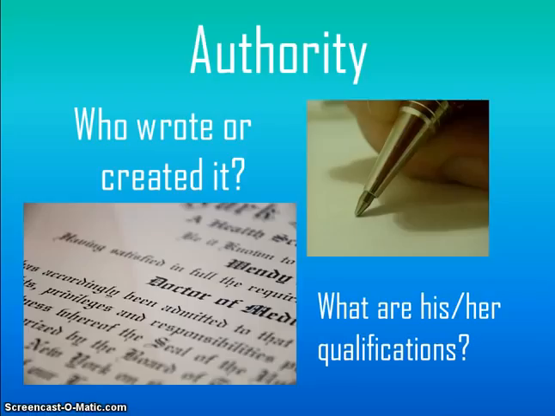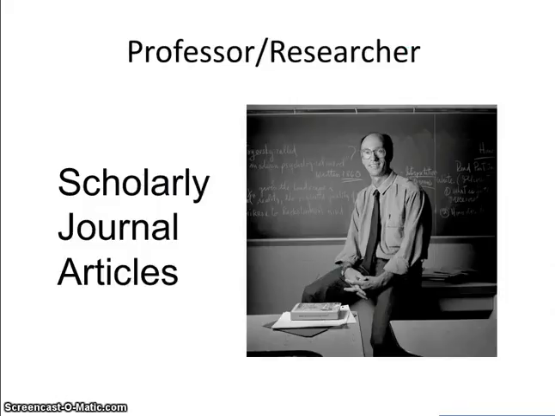I'll break those down one by one. First of all, let's look at authority. This is the point at which you ask, who wrote this? What are her qualifications? To put it bluntly, do they know what they're talking about? Is the author a professor or researcher at a college or university? He probably satisfies this criterion. This is one of the reasons scholarly journals are such good resources. They are written by people knowledgeable in the field.